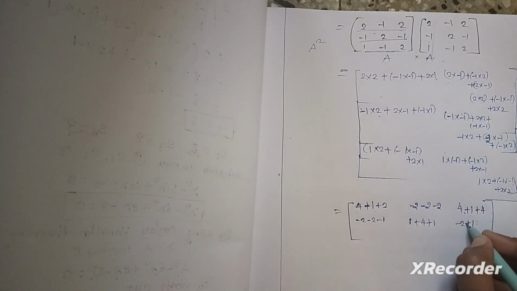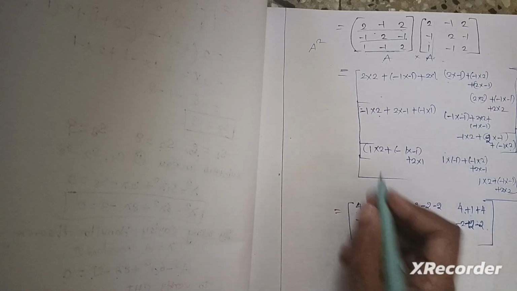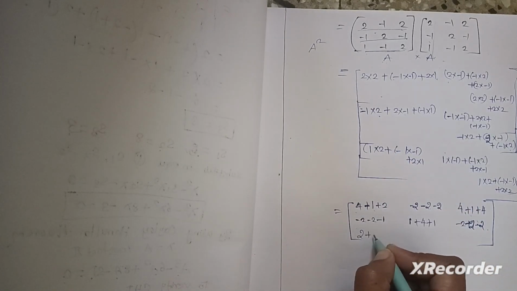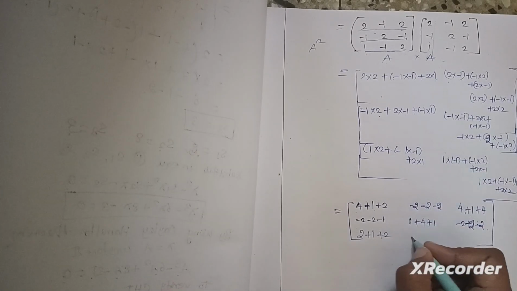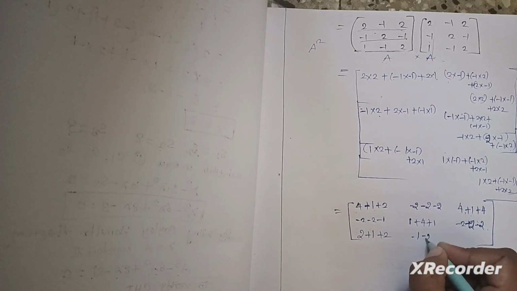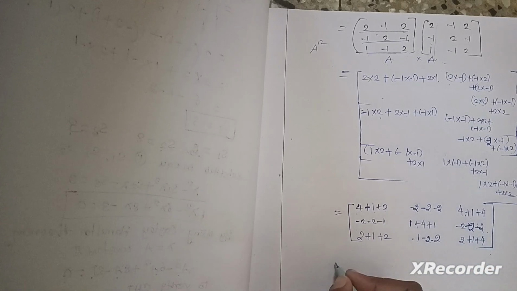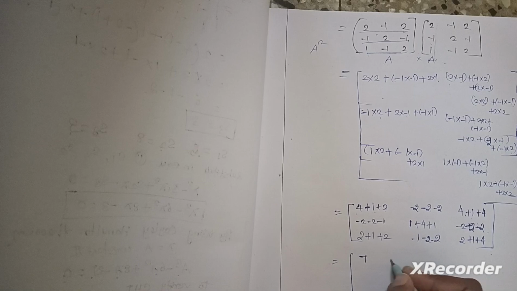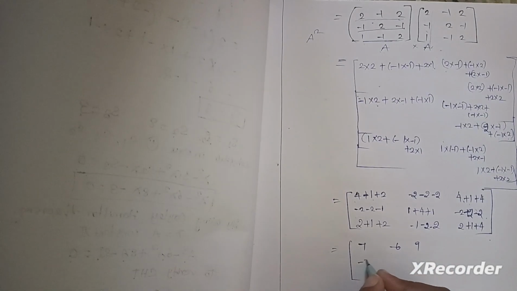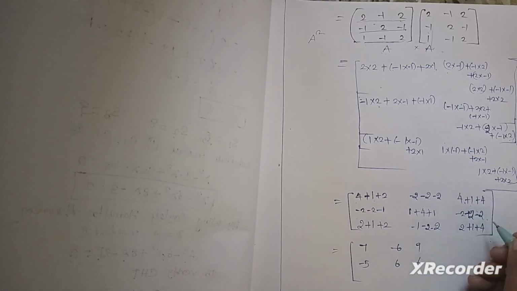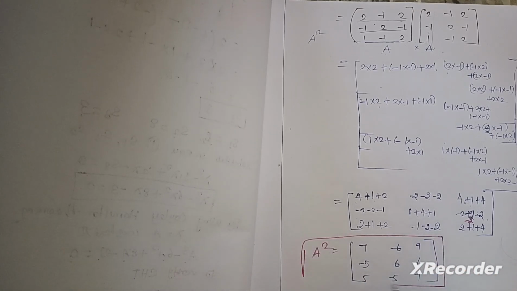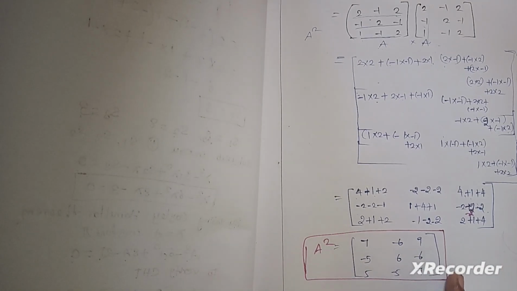Next, 2 into minus 1 minus 2 minus 2. Next 2 plus 1 plus 2. Next minus 1. Next minus 2. Next 2 into 1 minus 2. Next 2 into 2 minus 1 into minus 1 plus 1 plus 4. So we have to add: 4 plus 1 plus 2 is 7, minus 6, 9, minus 5, 6, minus 6, 5, minus 5, 7. So we have found A squared equals the matrix 7 minus 6 9, minus 5 6 minus 6, 5 minus 5 7.